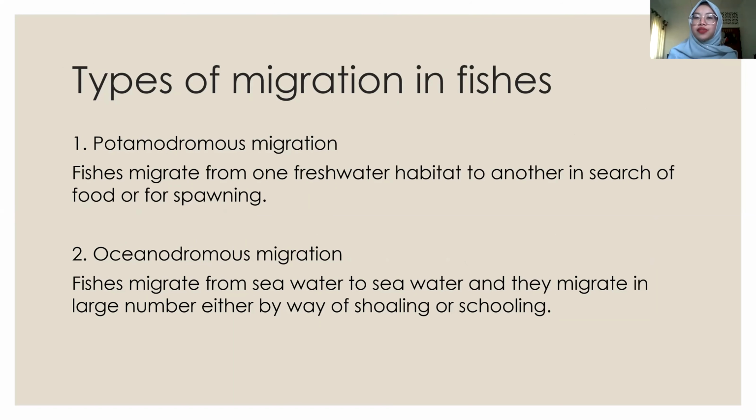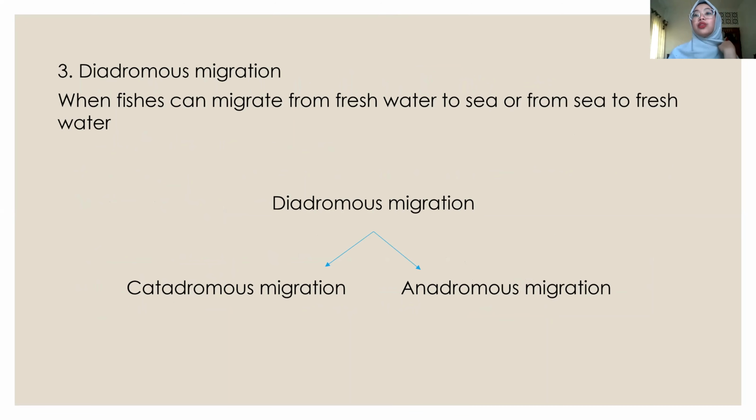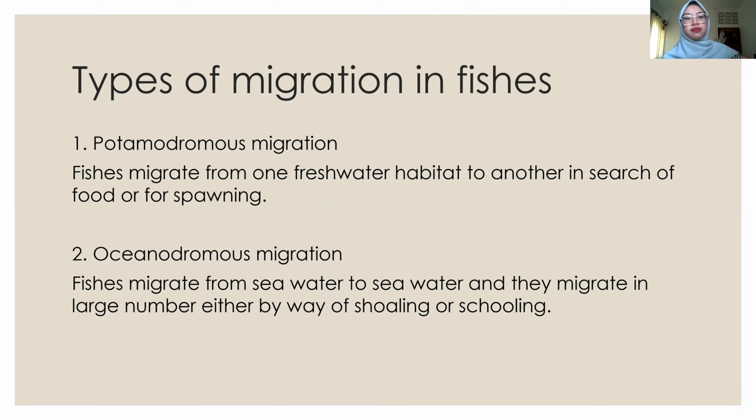Let's go to types of migration in fishes. So there are three of them. The first one is the potamodromous migration. Second one is the oceanodromous migration, and then diadromous migration. Diadromous migration is divided into two, which are called catadromous migration and also anadromous migration. So let's start with potamodromous migration. It is when fishes migrate from one freshwater habitat to another in search of food or for spawning.